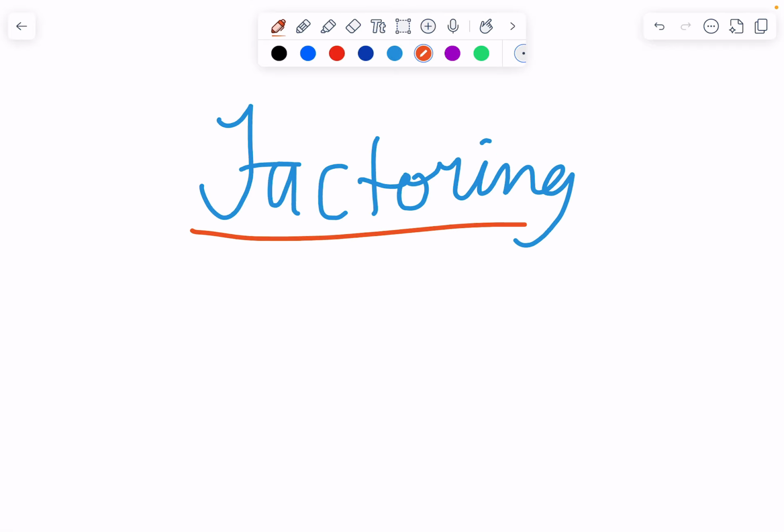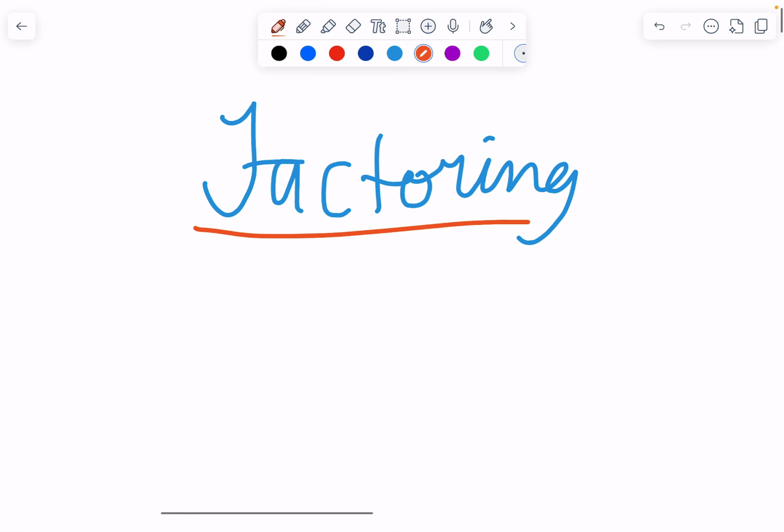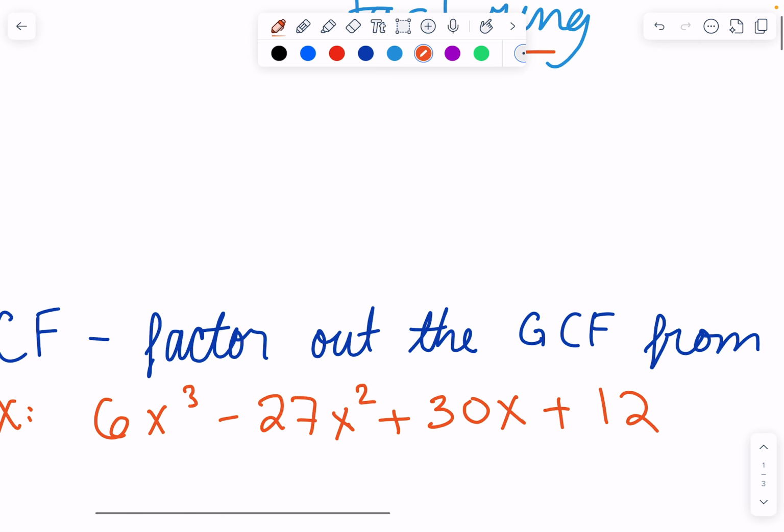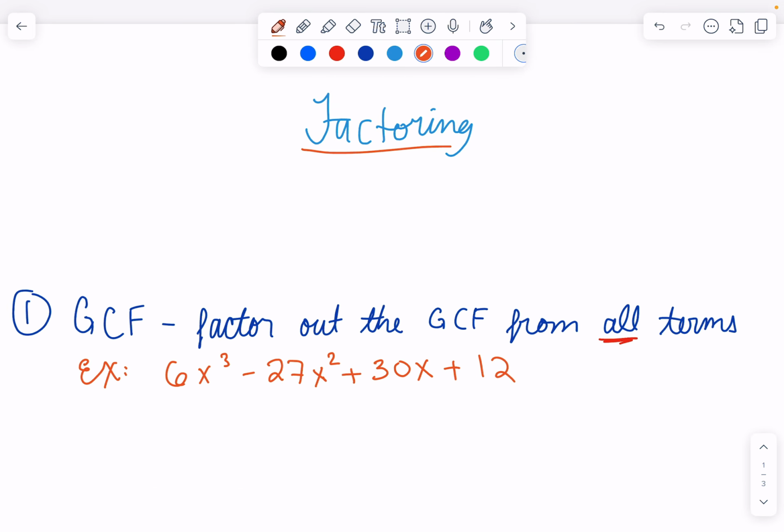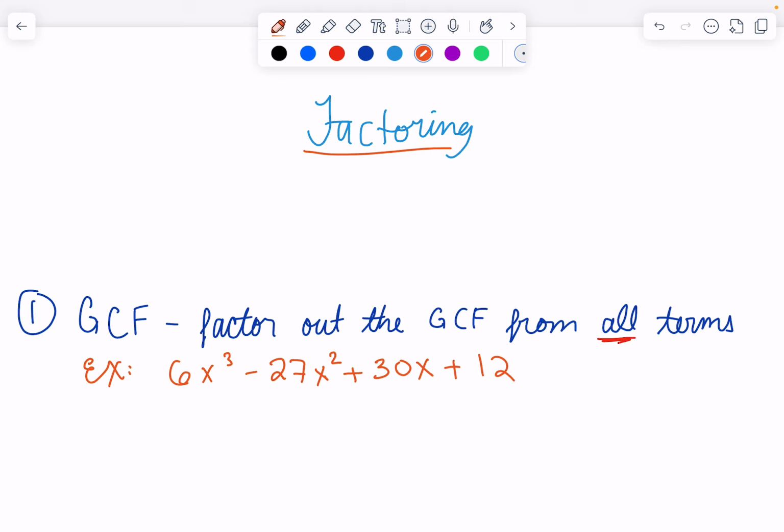Now, when you're factoring, there are several methods that you want to know how to use. The order in which you try them does matter, so we're going to go through them one by one. The first thing that you want to look for is to see if there's a greatest common factor that you can pull out of all the terms. You don't want to pull it out of just 2 or 3 terms. You want to be able to pull it out of every single term.